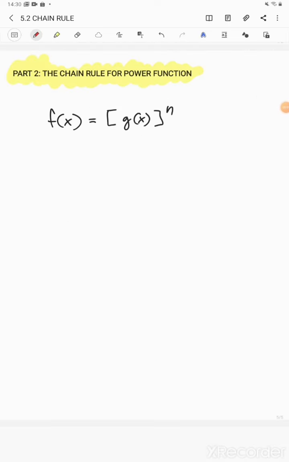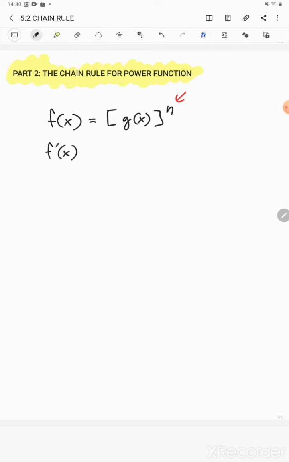Part 2, the chain rule for power function. Now we can see here we have a power of n, right? And the function we have f(x) equal to g(x) to the power of n. So inside the bracket we have another function. So now to solve this, to differentiate this, you have to remember that it involves 4 steps. Just watch this.